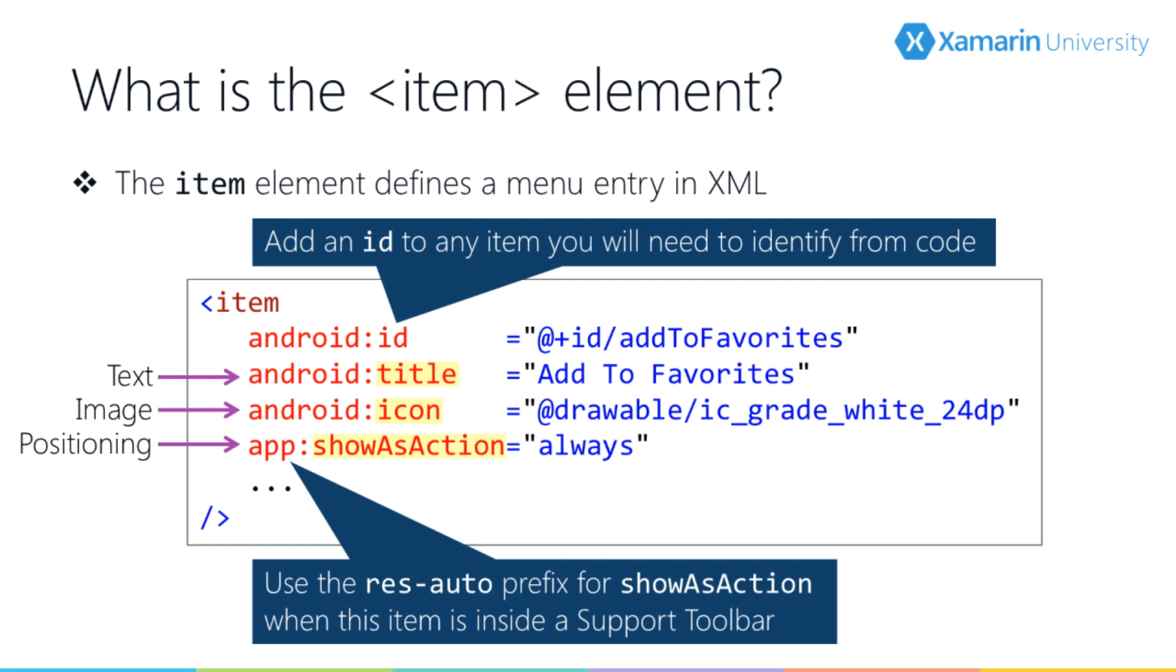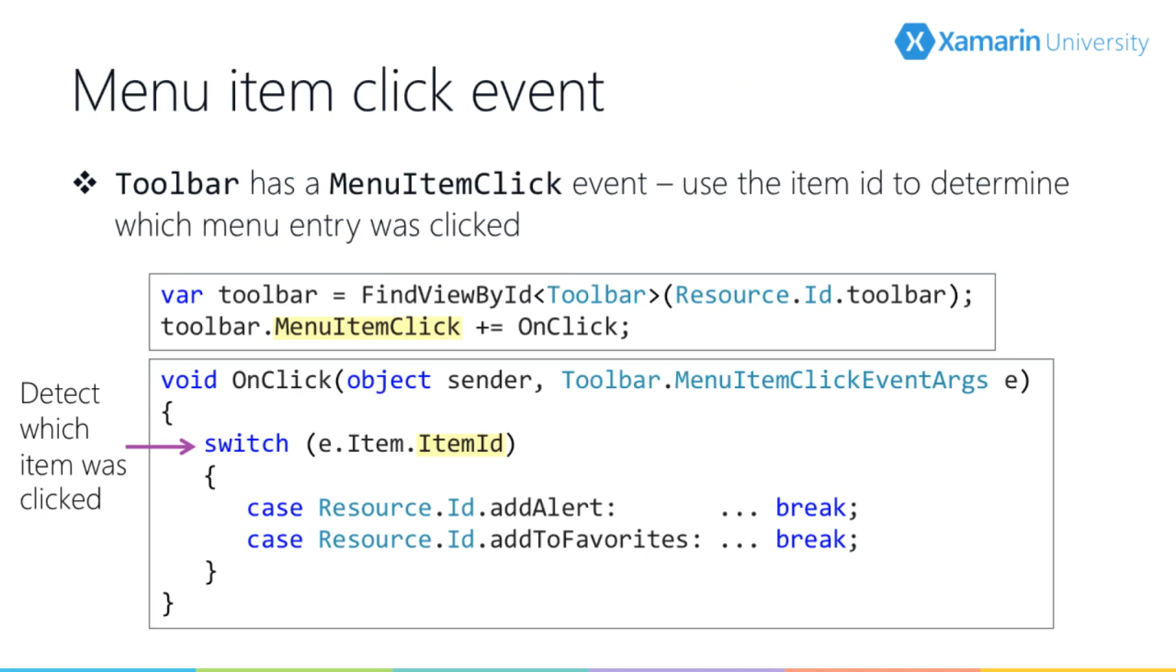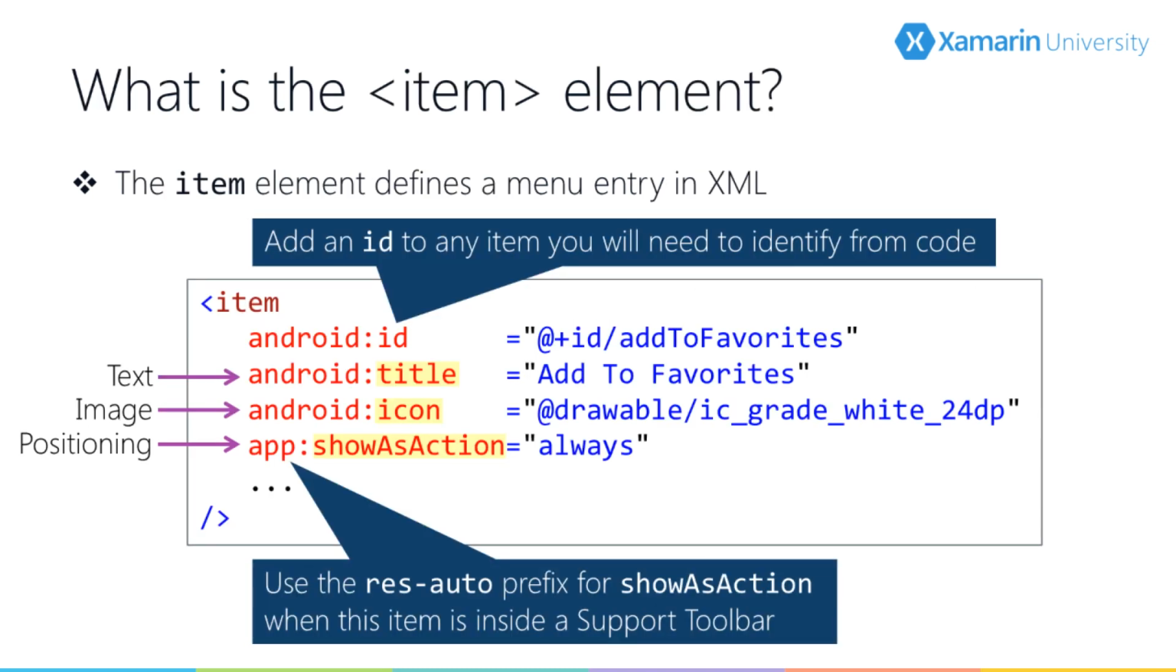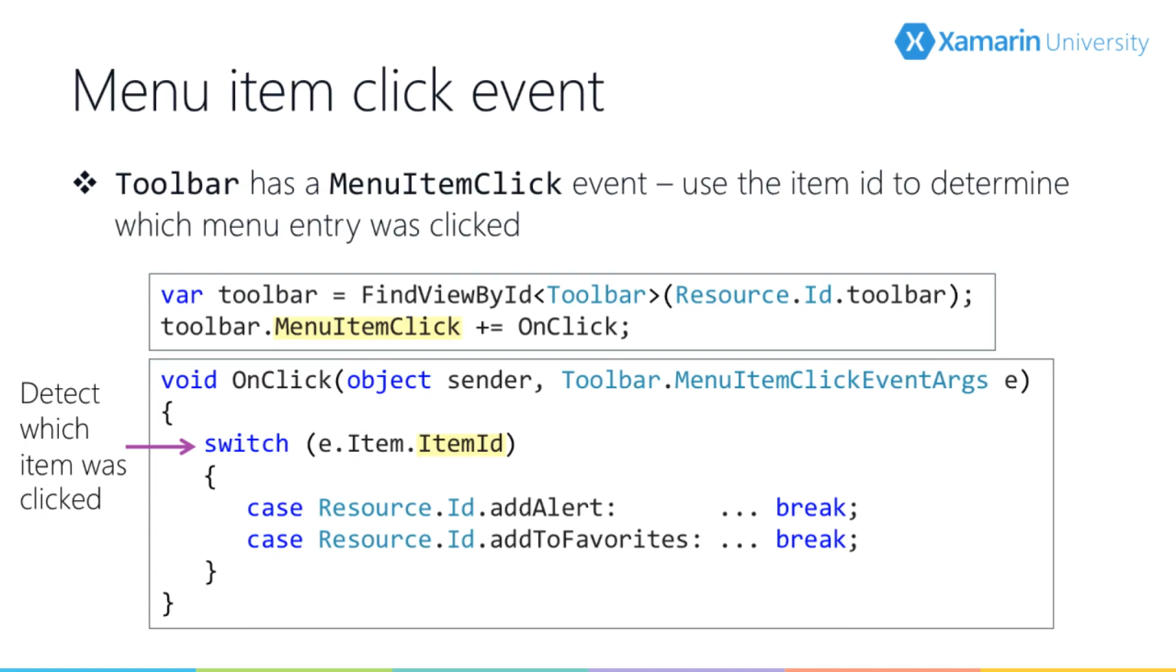Behind the scenes then, as you respond to user taps, you're going to need to identify which item on the menu was clicked. To do that, you set an ID on every item in the toolbar that you need to identify from code behind. And here we are behind the scenes. We look up our toolbar, we subscribe to the menu item click event. We get a menu item click event args parameter, and we look inside that at the item. And in this case, we're looking at the item ID, of course. If I go back to the last slide here, see how I have ID equal add to favorites? So that's going to show up here as the item ID. That's the way we identify and then respond to the item that was clicked.